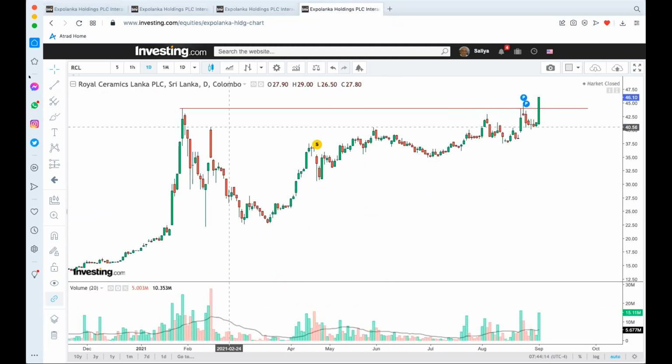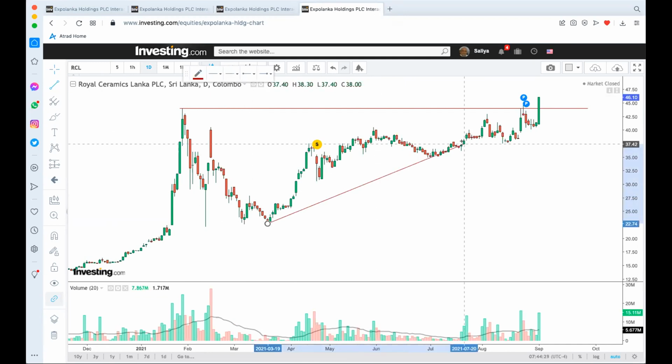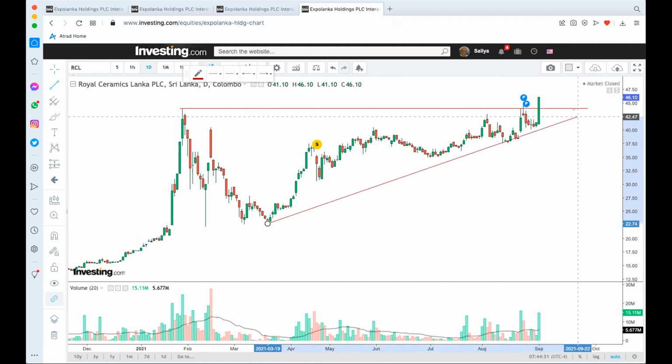So in the case of RCL, right, you can see that this is an ascending triangle formation. You can make use of this or here, but I'm going to take this and join with this line and take it up like that. Okay.